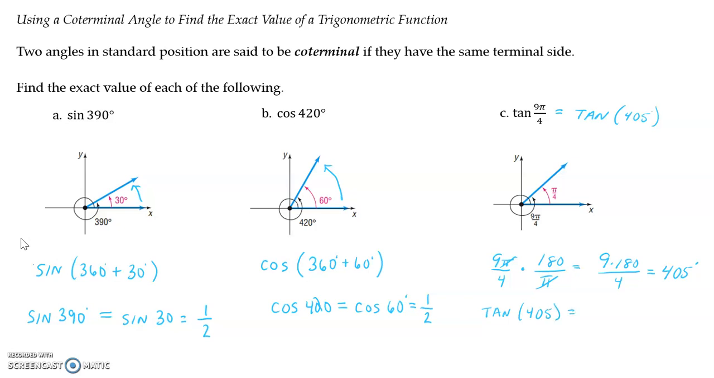I'm going to break apart my 405 degrees into 360 plus an additional 45 degrees. So if I want to find the value of tangent of 405 or tangent of 9 pi over 4, that's going to be equivalent to finding the value of tangent of 45 degrees, because 45 and 405 degrees would be coterminal angle measures. So tangent of 45 is going to give us a value of 1.